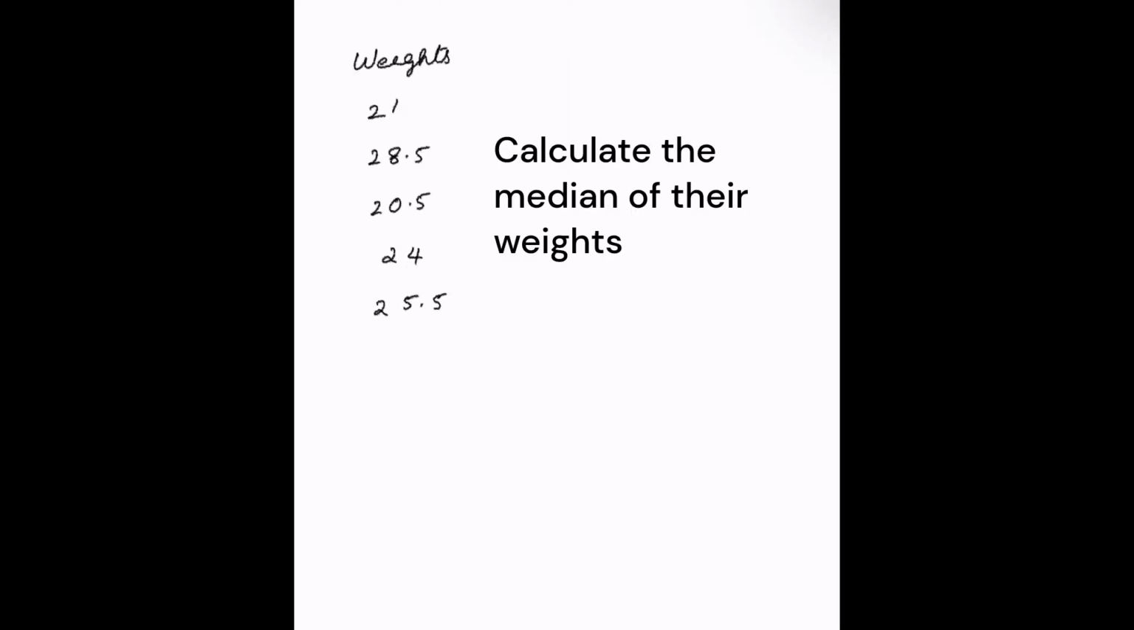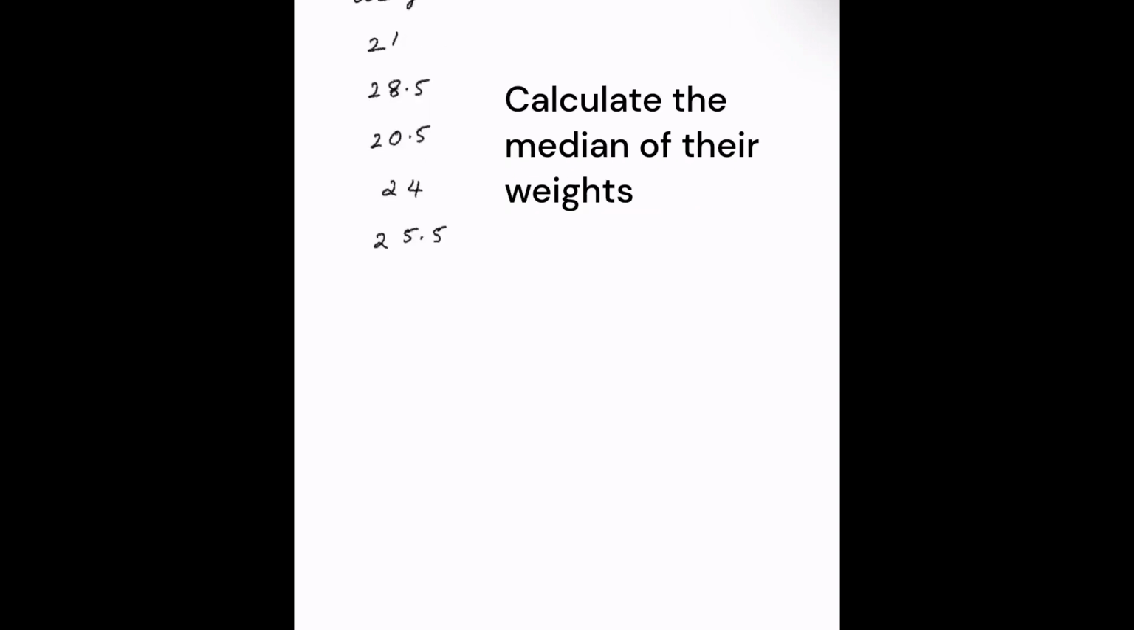The weights in kilograms of 10 students of a class are given below. So what are the weights? Weights are 21, 28.5, 20.5, 24, 25.5. How do you calculate the median of the given observations?